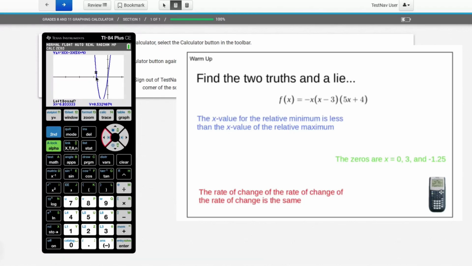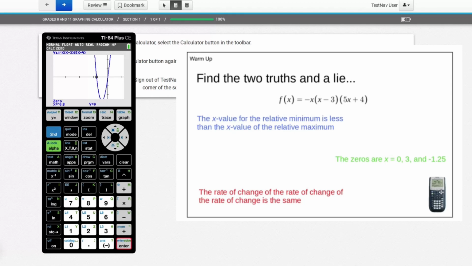We have to make sure that our cursor is to the left of our 0. Then we hit enter. Then we go to the right, make sure our cursor is to the right of our 0, hit enter, and we don't get negative 1.25. We get negative 0.8. So the green is the lie.